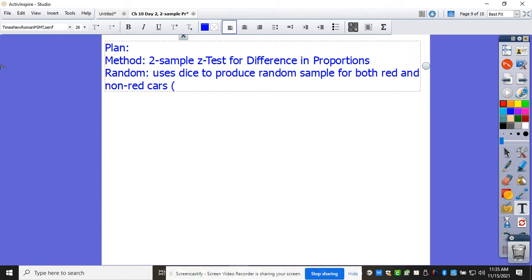I think after a while, I actually changed this problem and wrote to produce a random sample. So because I put that in there, you could really say that it was stated it was a random sample for both red and non-red cars. As a first example problem, it's probably better to do that. But if I gave you as a homework problem, I might not put that part in there. But what do I still have to have?